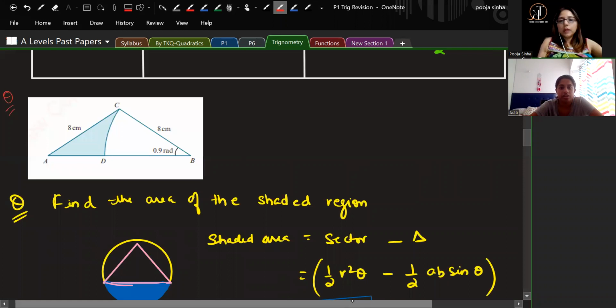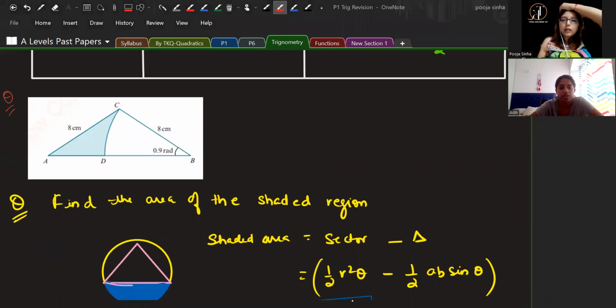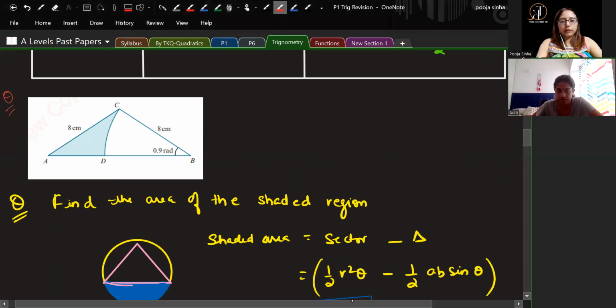No problem. Now, here you have to find the length of the arc CD. Then you have to find the length of AD and the perimeter of the shaded region. So one by one we'll do it.